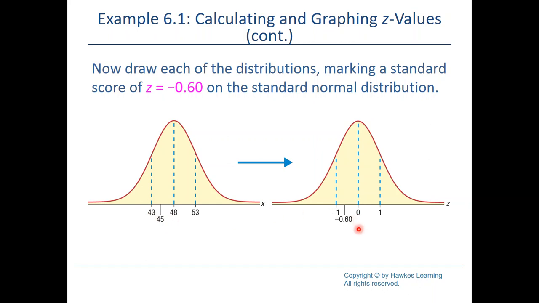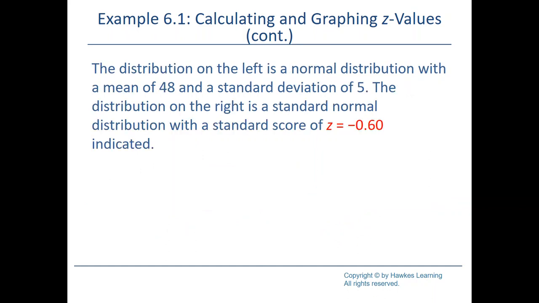If I'm looking at a standard normal distribution, the mean is 0 and the standard deviation is 1, so I'm going to show my 1 above and 1 below, and my negative 0.6, which is my z value, pretty much falls in the same place as it would if it was 45. But now that I'm in the z, this does allow me to compare it to other items where I know possibly their z's. So the distribution on the left was just a normal distribution with the mean of 48. And the distribution on the right was our nice lovely standard normal, giving us that z-score of negative 0.6.